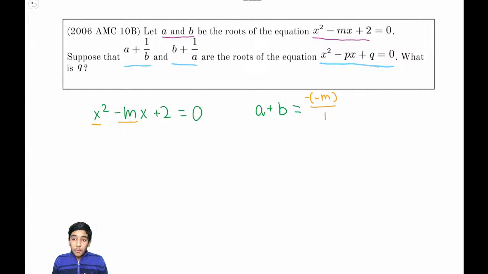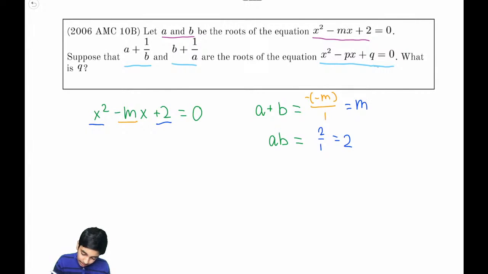So basically, you have a quadratic. You take the negative of the coefficient of the x term, divided by the coefficient of the x² term. And for the product, a times b, we do the coefficient of the constant term divided by the coefficient of the x² term. So no negatives. So it's just going to be 2 over 1, equal to 2. So hopefully Vieta's is a little bit more clear now. The sum is equal to m. So a+b is m, ab is equal to 2.